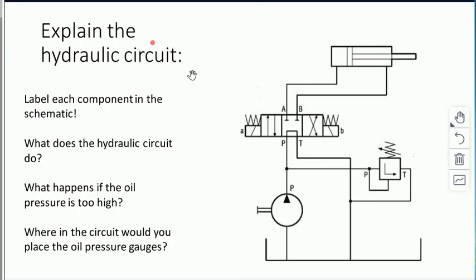Explain the hydraulic circuit. How much time have we got? I want to finish at about 3:05.